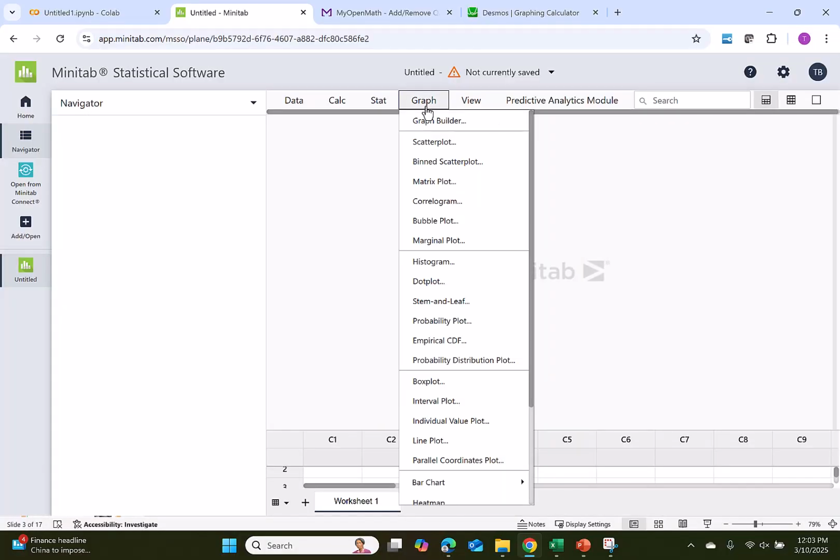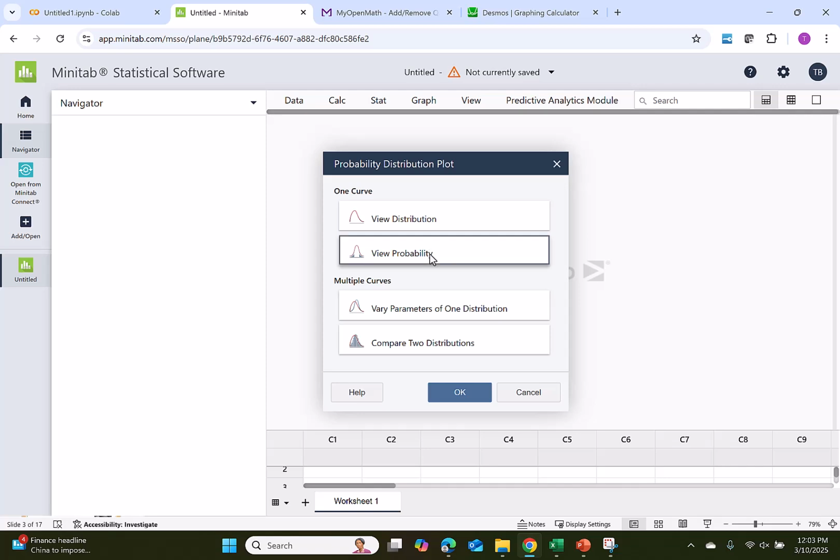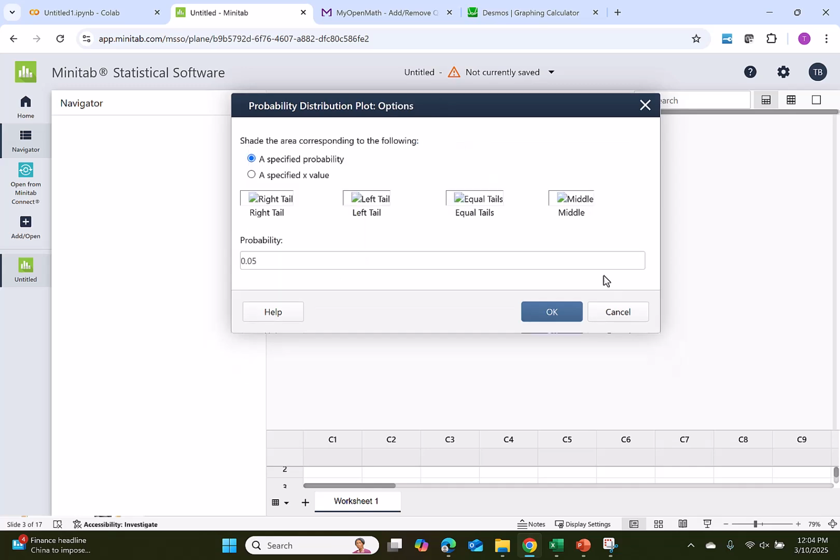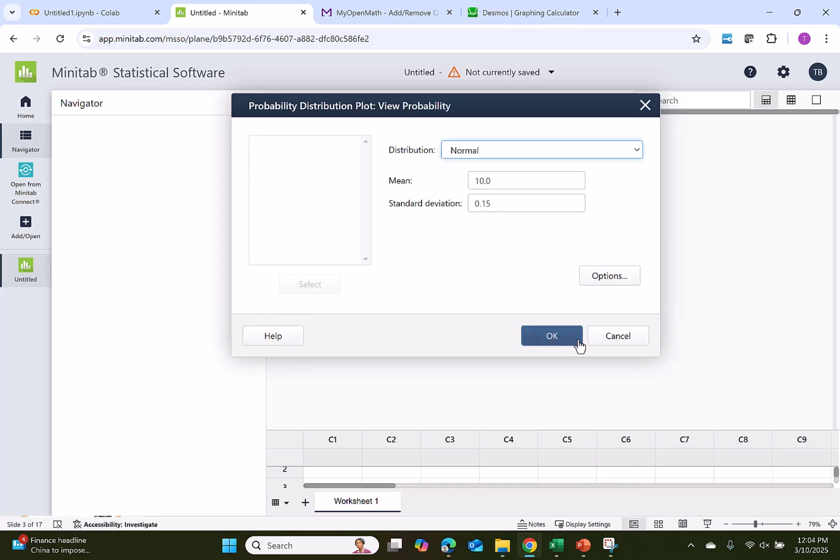So in Minitab, I'm hitting Graph, Probability Distribution Plot, View Probability. I say OK. We're using a normal distribution where we had a mean of 10.0 and our standard deviation was 0.15. Now we hit Options and we have a specified x value. So we had a specified x value on the left and our x value was 9.8. We hit OK and OK.